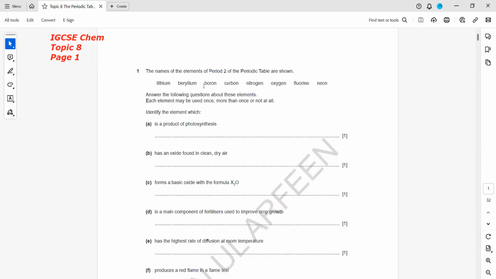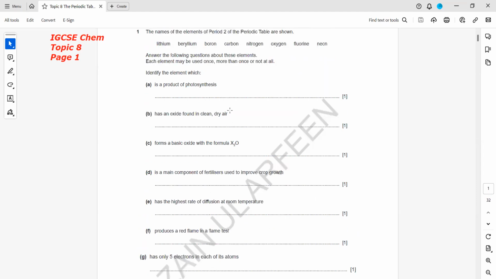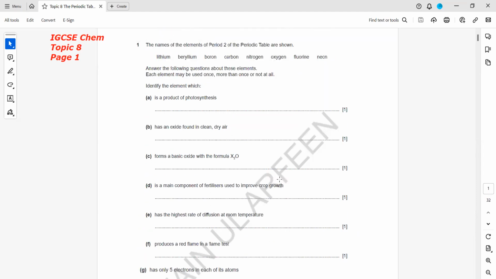So page 1 related to topic 8, you can use the screen annotation to answer, or you can also use a chat. The names of the elements of period 2 are there in the periodic table as shown: lithium, beryllium, boron, carbon, nitrogen, oxygen, fluorine. Answer the following questions about these elements. Each element may be used once, more than once, or not at all.